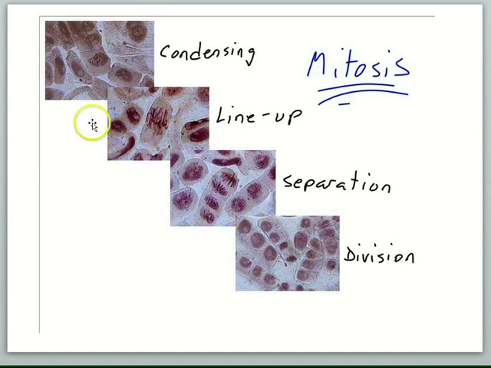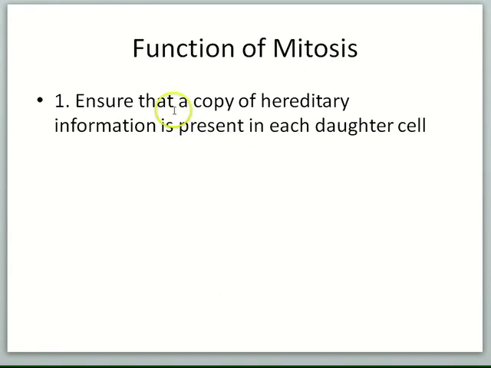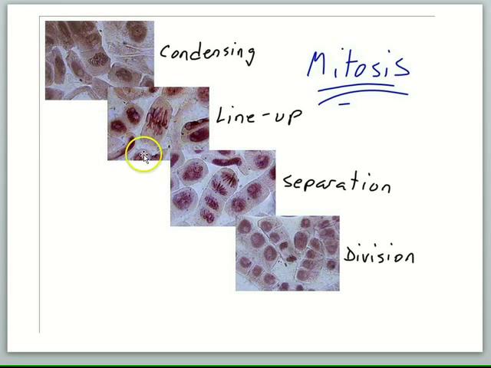And if we think about what's the point of this whole process, the whole function of mitosis is to ensure that a copy of hereditary information is present in each daughter cell. So the whole dance of the chromosomes here is to ensure that daughter cells receive a full set of chromosomes, which are the hereditary molecules. And they contain the full set of recipes to make all the different proteins in the cell.